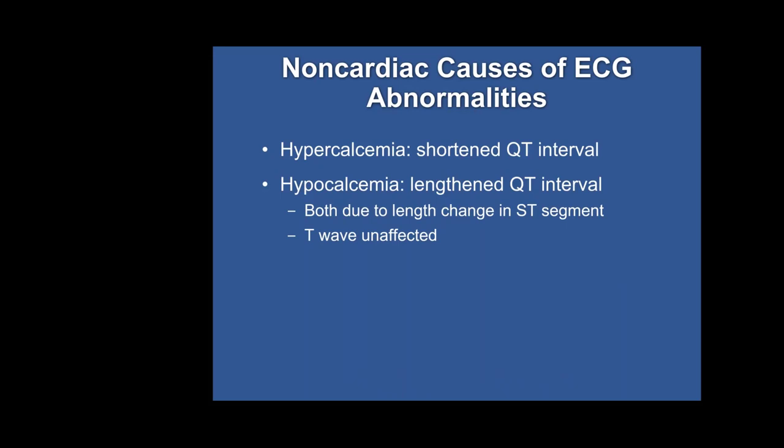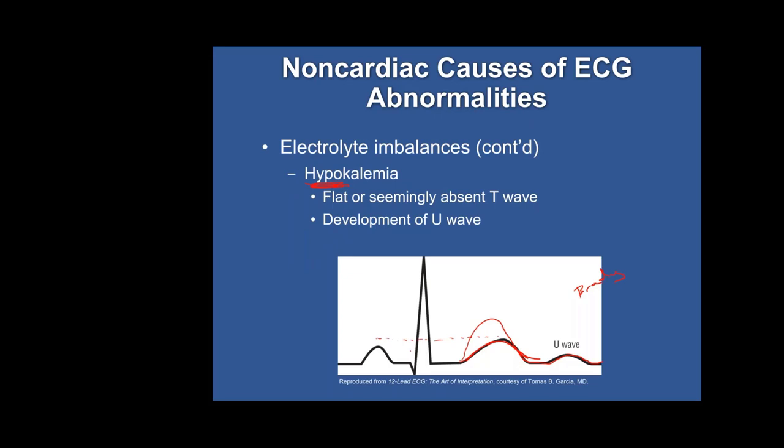Calcium. Now, if you have hypercalcemia, so high calcium levels, shortened QT interval, and then the opposite, if you have low calcium, it's a prolonged QT interval. So if we go back to this, right? QT interval, start of the QRS complex through to your T wave. So if it was high calcium, your T wave might be a lot closer, a shorter QT interval. If it was low calcium, maybe that T wave is way over here and we have a really long QT interval.